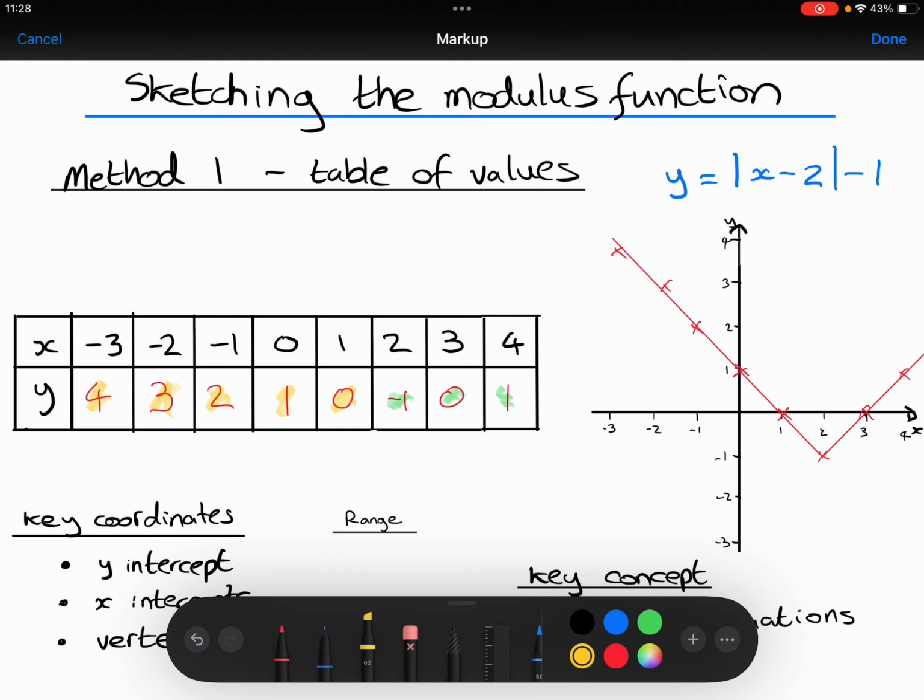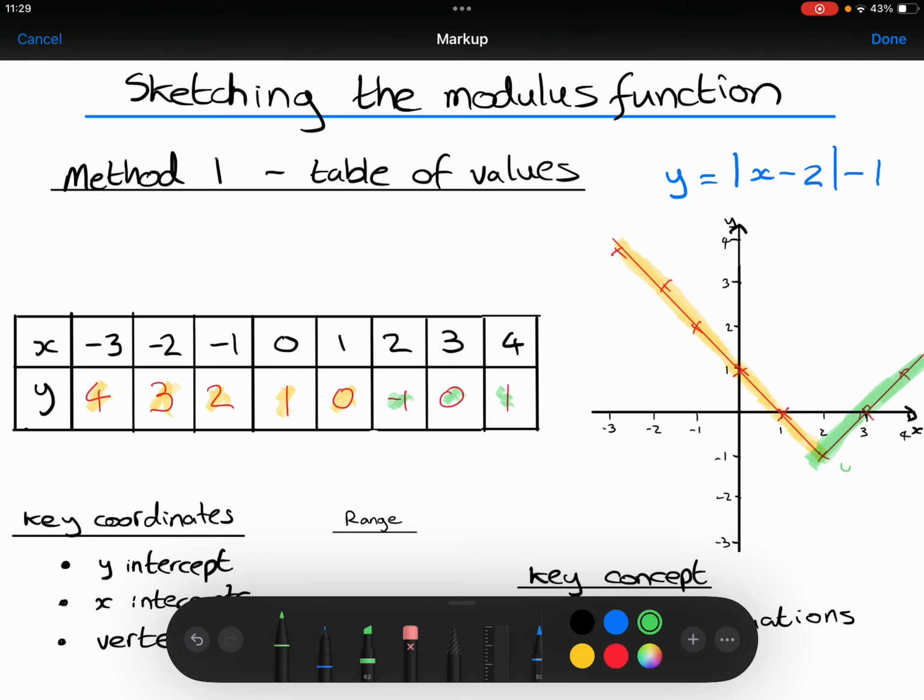We've got this straight line here where the modulus changed all those values to be positive. And then we've got this part of the graph here where the modulus didn't do anything. And so what we can do is think of this graph as being two different simple straight lines joined together.